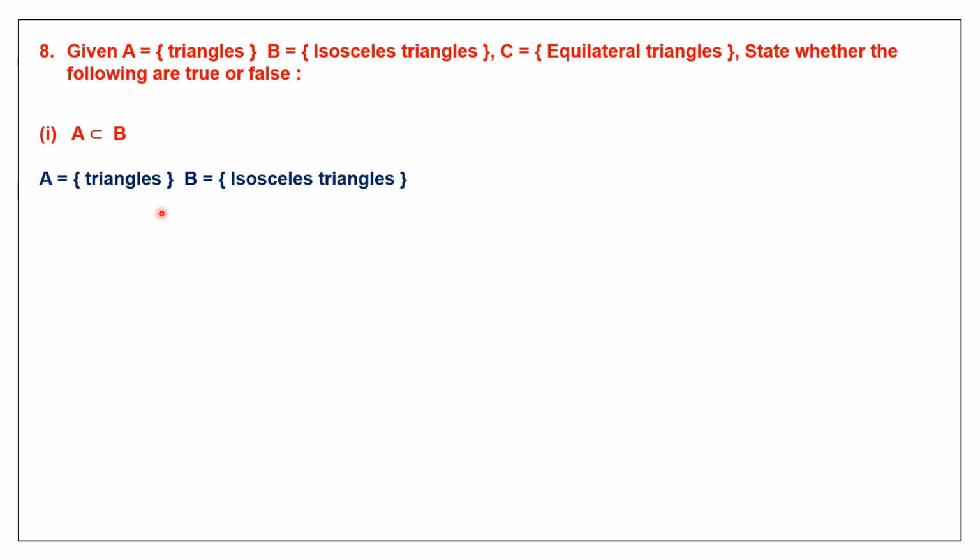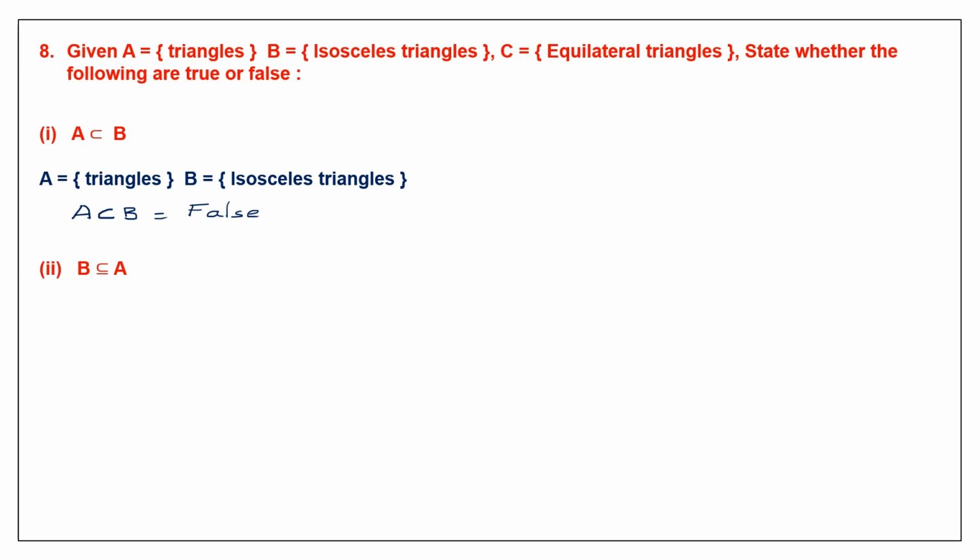Now what do we have in set A and set B? In set A we have triangles. This can be all kinds of triangles, isosceles triangles, equilateral triangles, we can have right angle triangles, the different kinds of triangles, and set B is only isosceles triangles. Now this statement says set A is a proper subset of set B. Now that is not true because this can contain all triangles, whereas this has only isosceles triangles. So this cannot be a subset of set B. So this statement is false. That means when we say set A is a proper subset of set B, this statement is false.